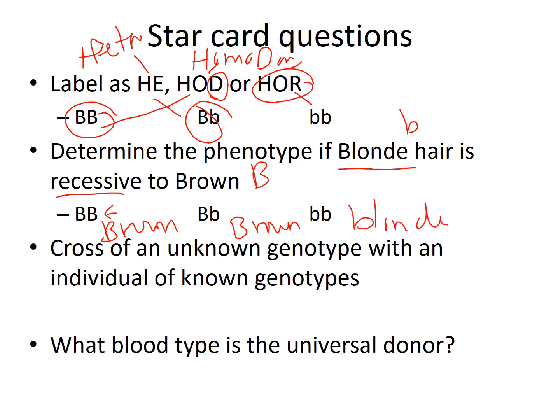The cross of an unknown genotype with an individual of known genotype is the test cross. And what type of blood is universal donor?